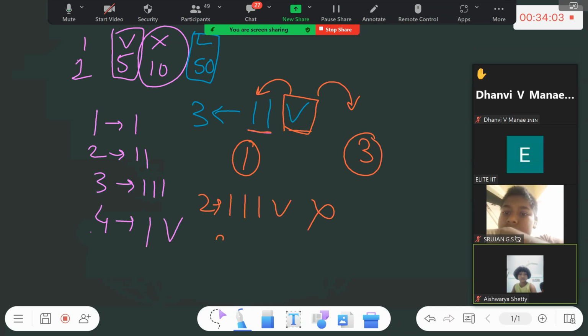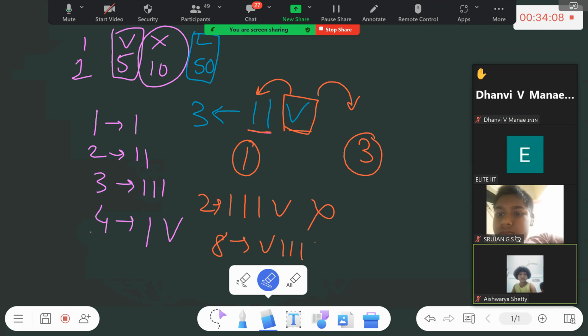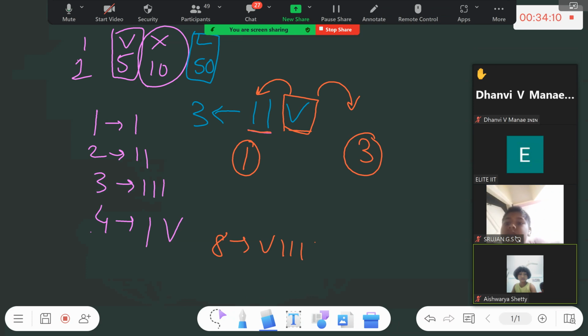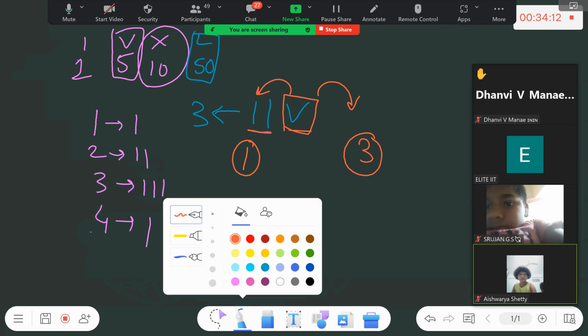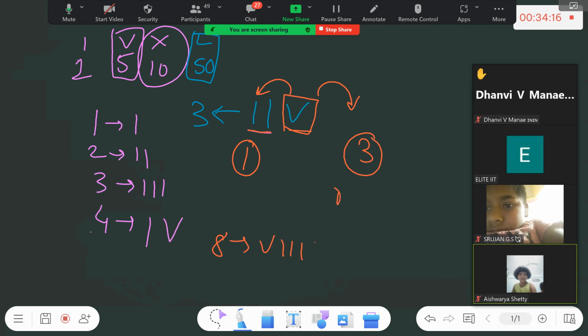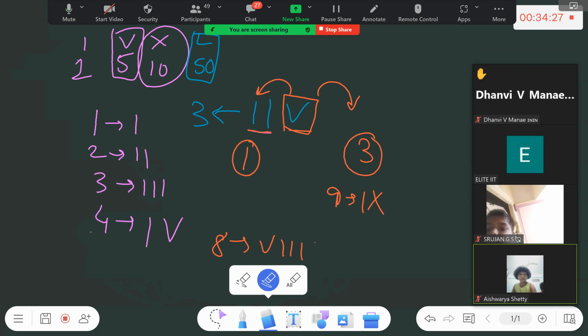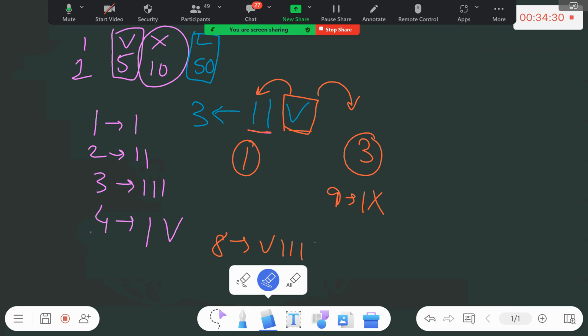What was 8? VIII. But what is 9? It is IX. It is not VIIII. So in this way we can write all the numbers using Roman numerals.